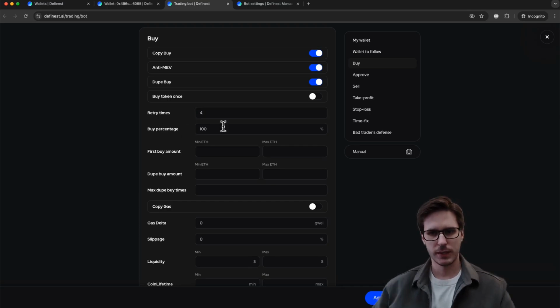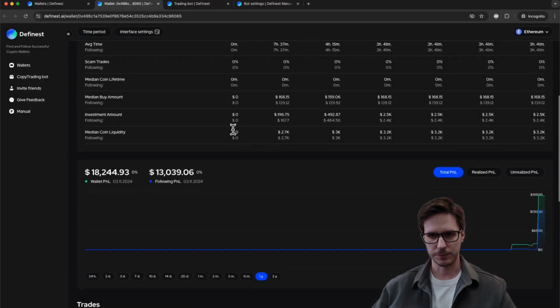Next, buy percentage. This is the coefficient of how much we want to buy from the original wallet. For example, if the original wallet bought for 1 ETH, then we will buy for 1 ETH if it says 100%. If we write 50%, then we will buy half as much as the original wallet. If we write 1%, then we will buy 100 times less than the original wallet. How do we determine what value to enter here?